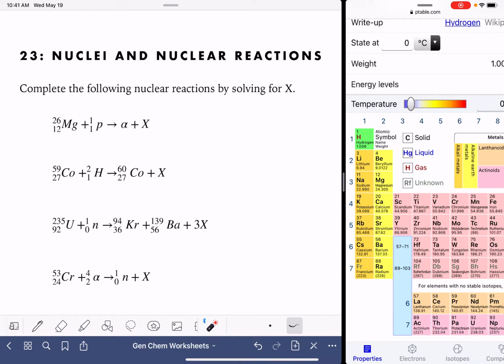On this worksheet, we're going to practice completing nuclear reactions. Each one of these is a nuclear reaction that's missing some component being represented by X, and our job is to figure out what is being represented by X.